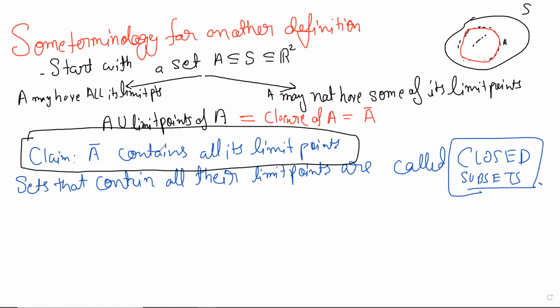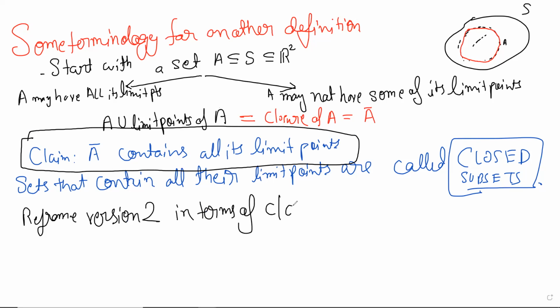Now, I just did what was necessary for us to come to the next definition. Why am I doing all this, A and its limit points? Because one of the definitions was that the limit points of A has nothing to do with B. So reframe version 2 in terms of closed subsets.